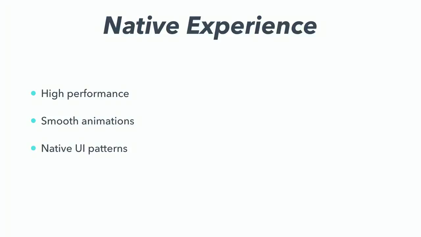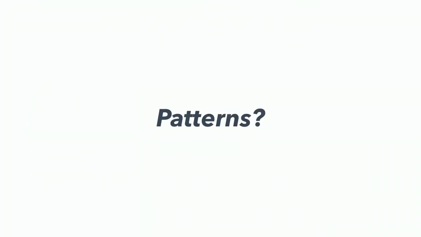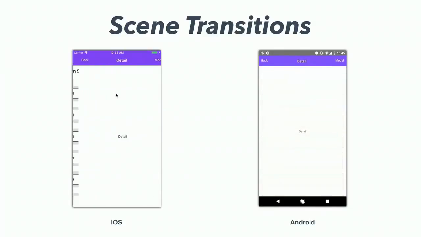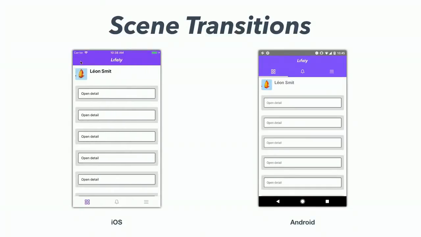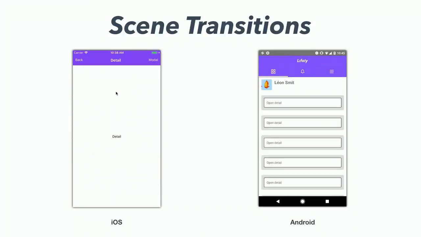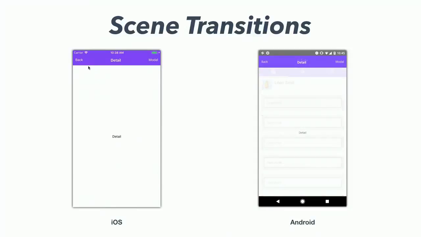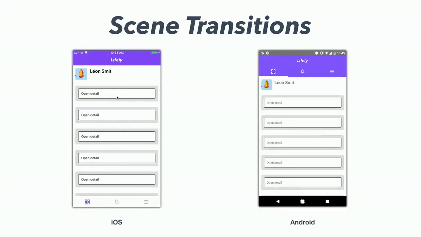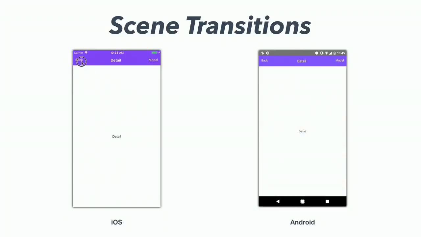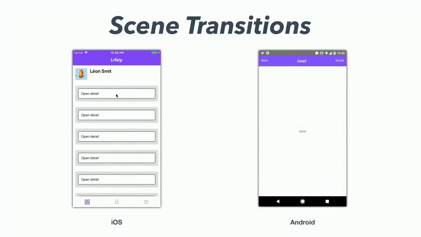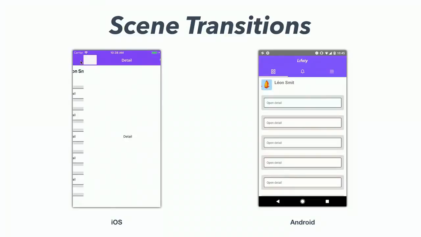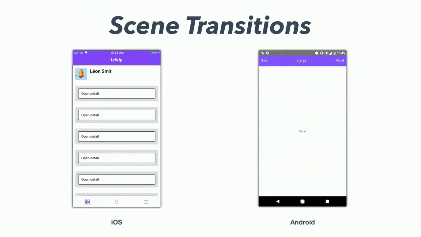And as our designers would say, it has to feel right. It has to feel like a native app. So, what are these patterns? Well, for example, here we have an iOS and Android app. You see the iOS app transitions differently from one scene to the next than the Android app. And this is not uncommon in a lot of native Android and iOS apps. This is what a user expects of these.